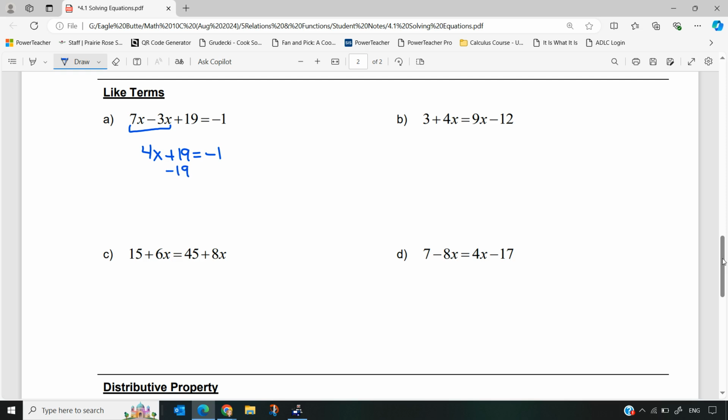And what you do to one side of the equation, you need to do to both sides. So I'm going to have 4x equals negative 1 minus 19, which is negative 20. And then to get rid of the 4, I'm going to divide. So I'm going to have x equals negative 5.